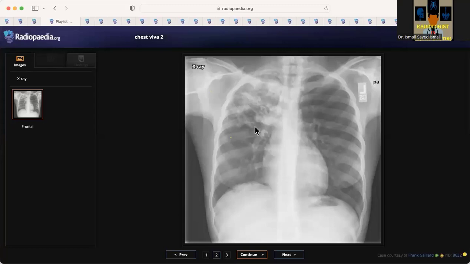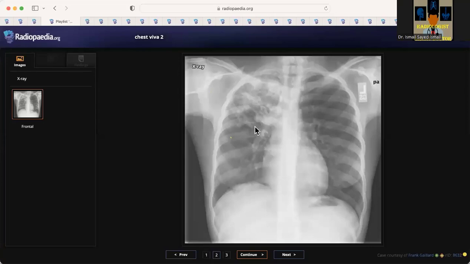And you've said management-wise, you'd alert the physician. So the physician needs to be alerted. And then you need sputum or bronchoalveolar lavage for acid-fast bacilli, contact tracing, and public health notification. So what's the difference between a primary and a post-primary TB?